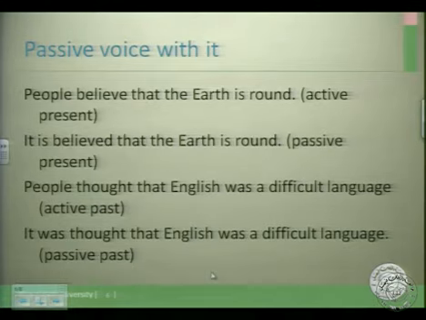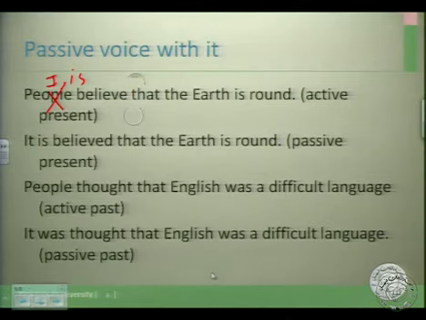People thought that English was a difficult language. It was thought that English was a difficult language. So what we actually did to this sentence was we deleted "people" and we said "it is", and then we have it here, it is believed that the earth is round. Again here we did the same. It is, so, and already thought in the past, it is thought that English was a difficult language. So here again is another version of the passive voice.